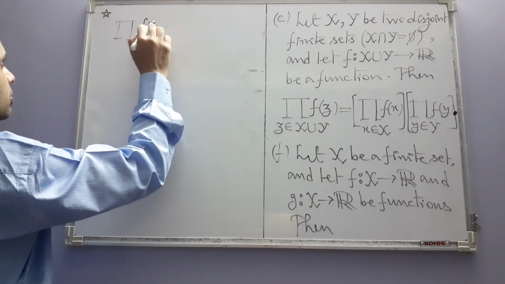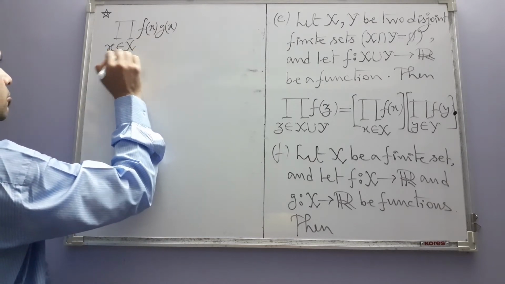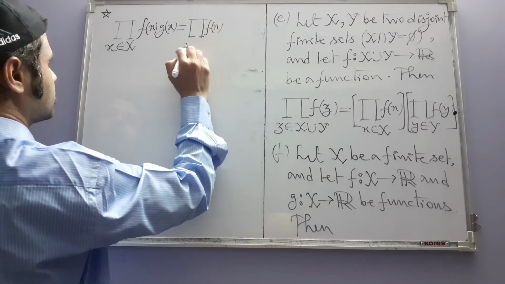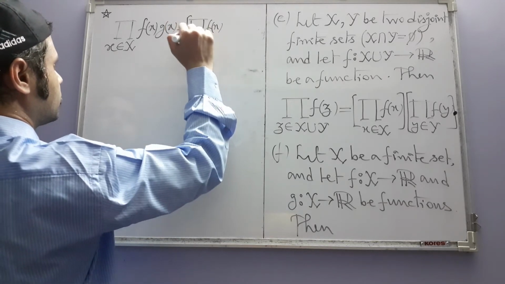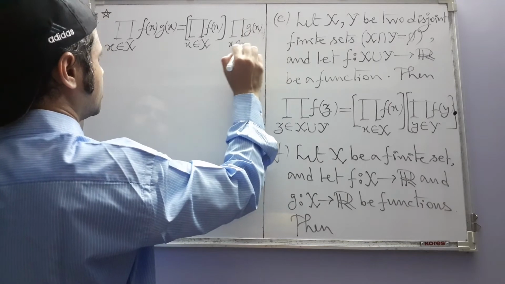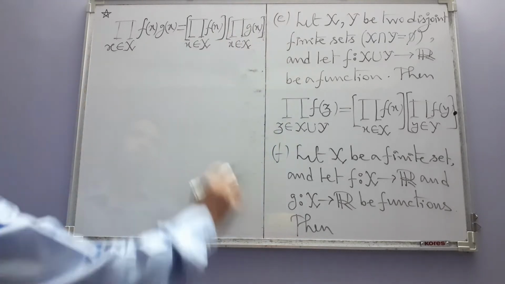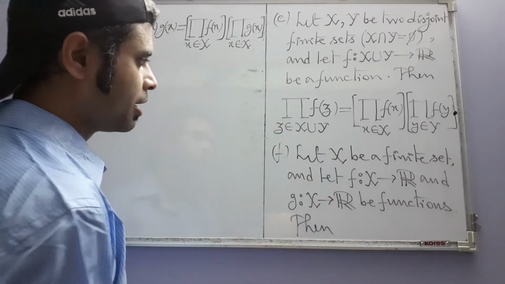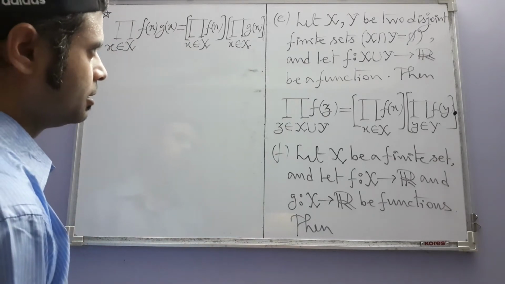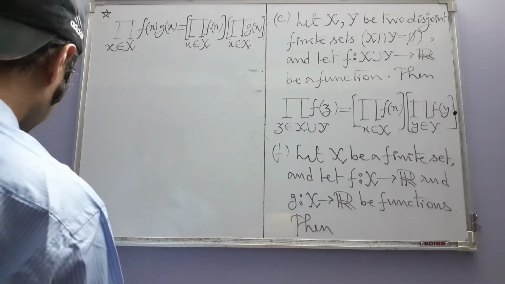the product of terms like this, f of x, g of x, is equal to the product of f of x as x varies over X times the product of g of x as x varies over X. These two equations, structurally they look similar from a distance if you don't look too deep into them, but they of course are different, you can see that.